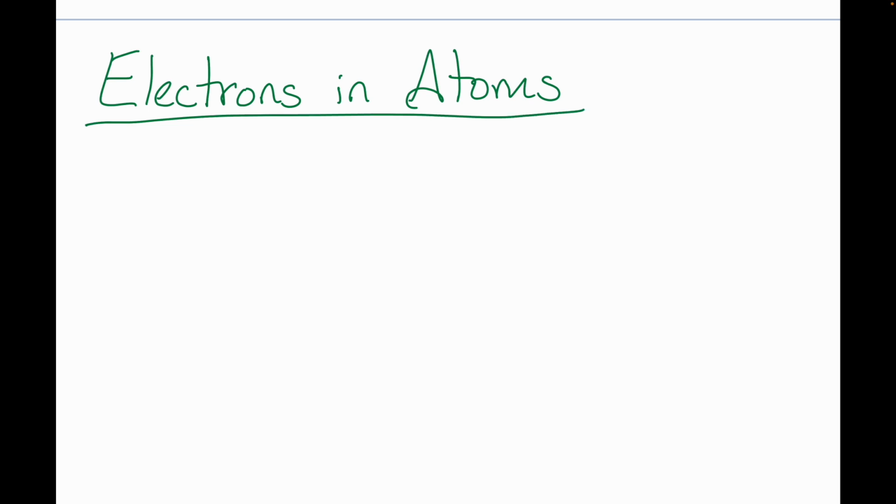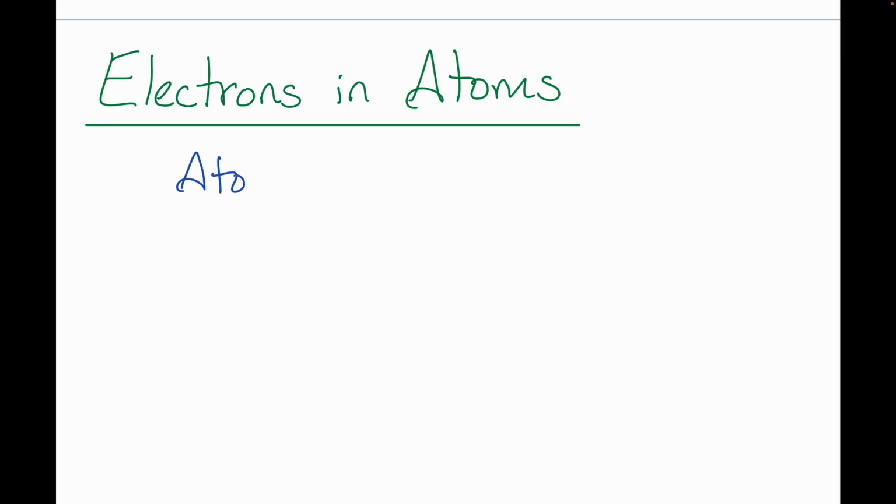All right, so again, we're going to be talking about electrons in atoms. And really what we're going to be doing is refining our idea of what our atomic model is. What do we think an atom looks like? Up until now, we've been pretty vague on that.